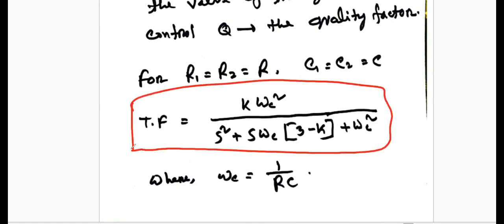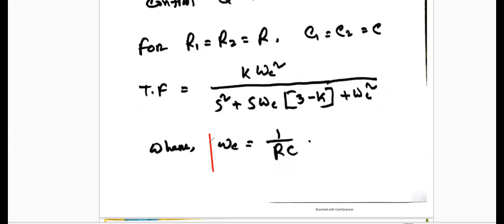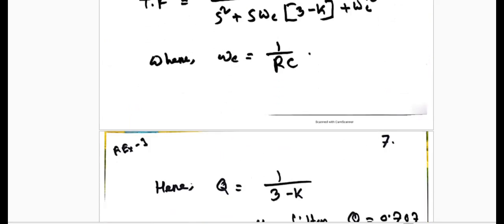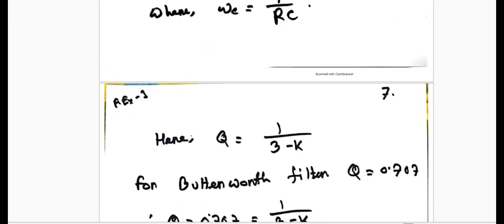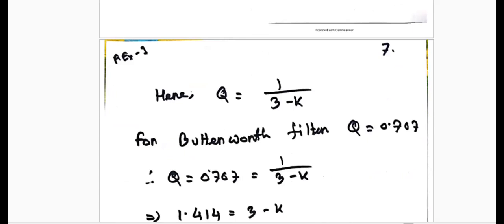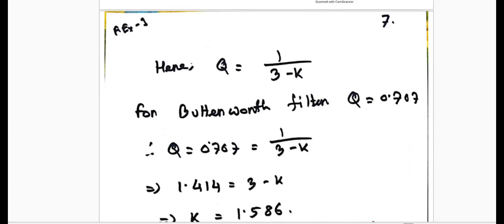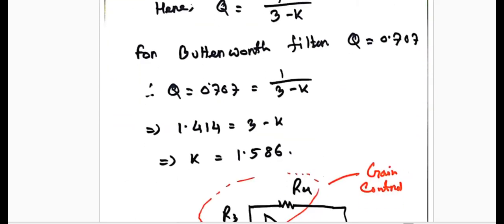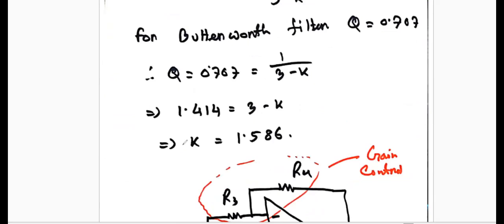Okay, where we can find that the cutoff frequency is this. Okay, nice. And we can find the value Q is equal to 1 divided by 3 minus K. As we already know that we need the Q equal to 0.707, we can put it, and from there we can find the K should be 1.586, not equal to 1. This is the gain factor.